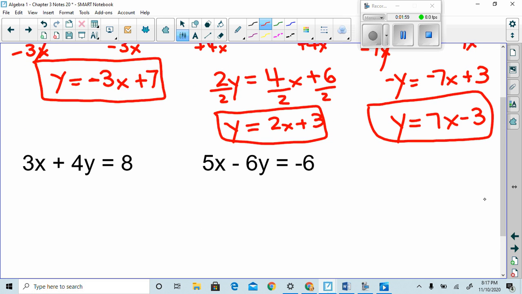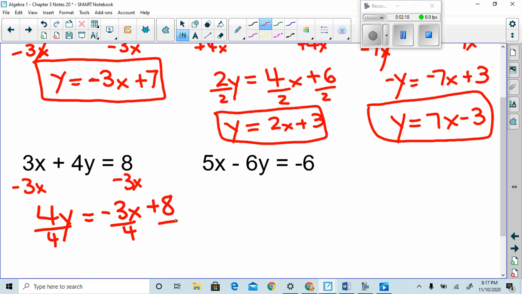Here's 2 steps to isolate my variable. Let's subtract 3x on both sides, leaving me with 4y on the left. Again, my x term comes before the constant, negative 3x plus 8. Lastly, let's divide all 3 terms by 4. Y is equal to a negative 3/4 x plus 2.